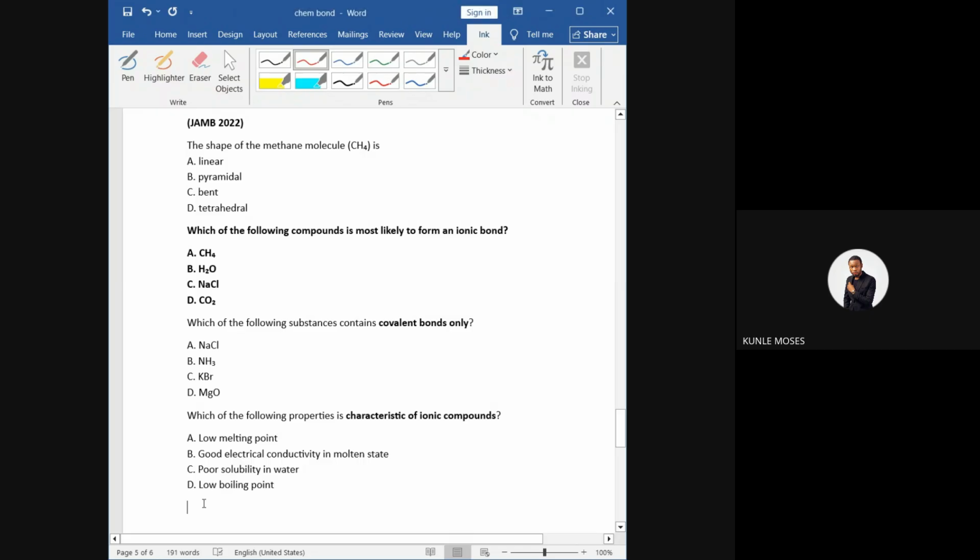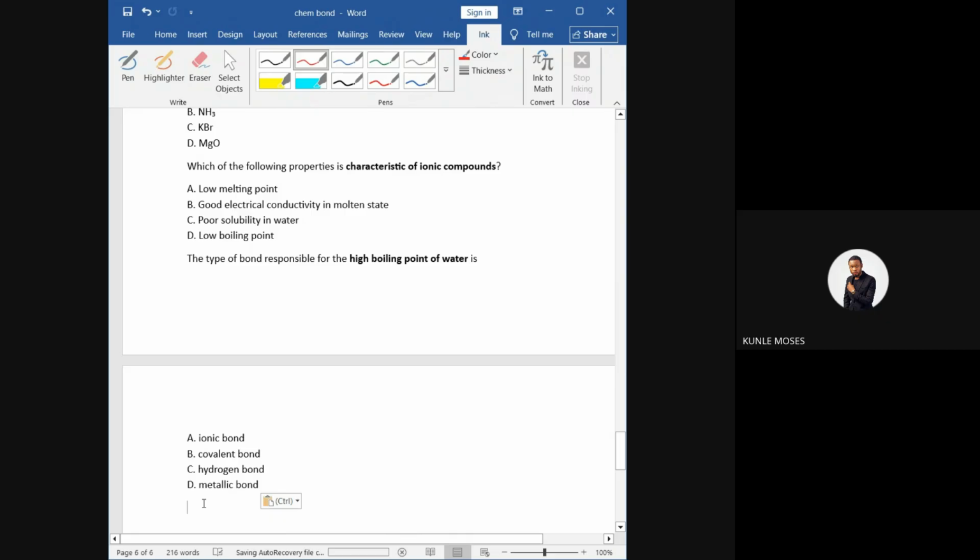This one is very technical. I gave it to you last week actually. It should be ionic bond. The question: the type of bond responsible for the high boiling point of water. They say it has a high boiling point, so some say ionic bond, since ionic compounds have high melting and boiling points. But this is about water.